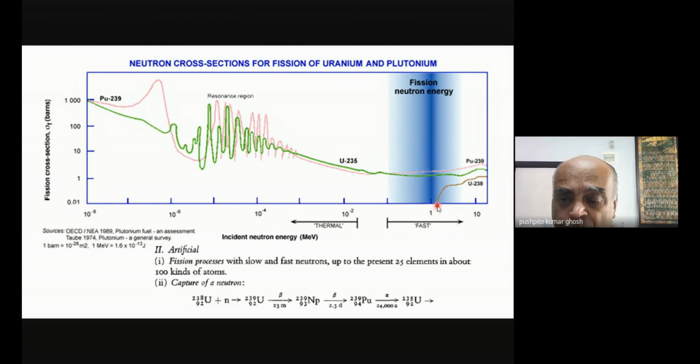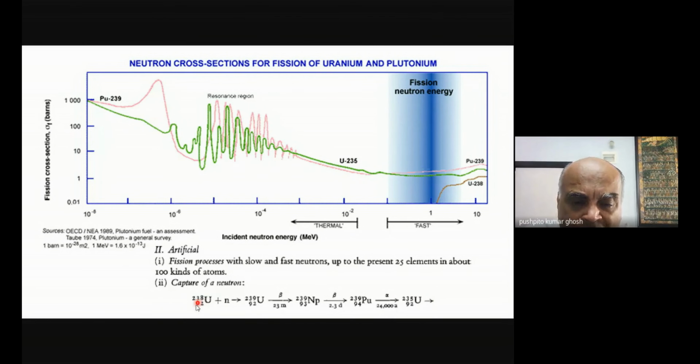Now that neutron can actually bombard uranium-238 and promote these kinds of reactions. It ultimately leads to the formation of plutonium, and from plutonium you can again get uranium-235. But this is a fairly long process. You can see it's 24,000 years to make uranium-235.